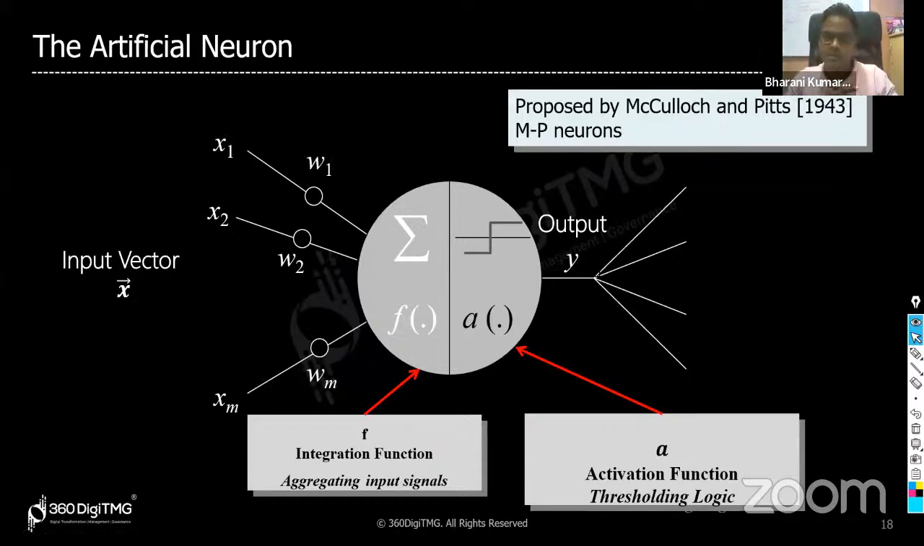This is what we discussed about. Every neuron, friends, except for your input layer, in every other layer, every neuron that you have will have two components. It will have the integration function and the activation function. Finally, you'll have the output.